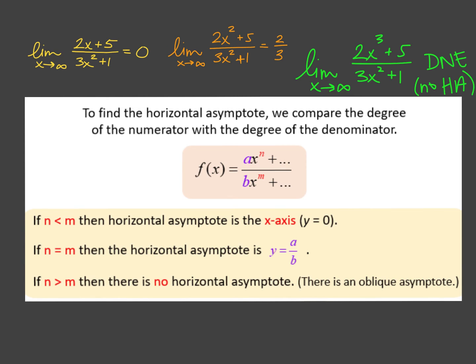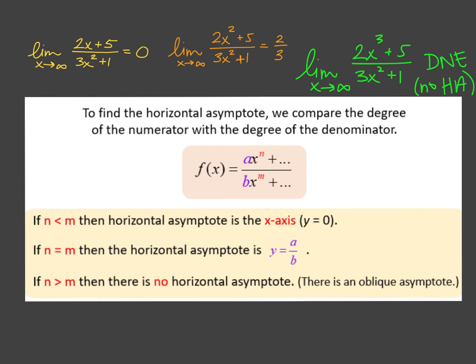Lastly, if a rational function does in fact have a horizontal asymptote, it always approaches the same asymptote from both the left and the right. So in this case, right here, like we saw before, this rational function has a horizontal asymptote of 2/3, and both the left and right end behavior is 2/3, meaning the limit as x approaches negative infinity and the limit as x approaches positive infinity would both be 2/3. Same for this one right here.